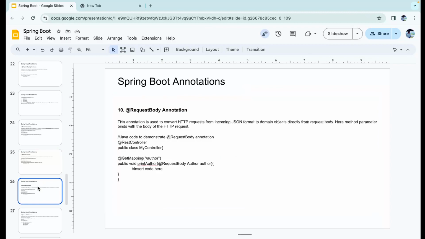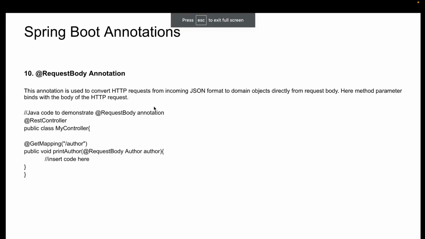Let's see another annotation, the RequestBody annotation. This annotation is used to convert the HTTP request from incoming JSON format to domain objects directly from the request body. The method parameter binds the body of the HTTP request. This is again our controller class, because we have specified the @RestController annotation above the class level. And we are again using a GetMapping.